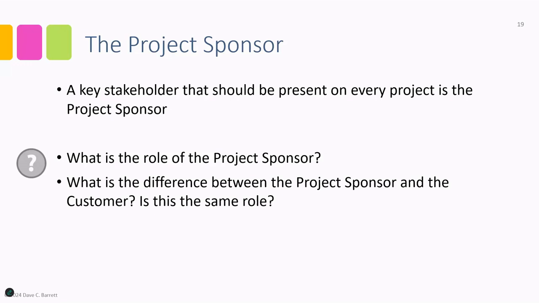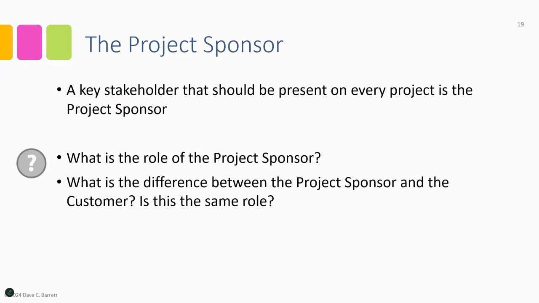Now, sometimes there's projects where there is a project sponsor and other projects where there is a customer. And is this the same role? And the answer is it really depends. For some projects, oftentimes the project sponsor is a person who is internal in the same organization as the project and is the one providing the funding, and the customers are really the end recipients of the output that will occur. But the project sponsor is the one that is setting that direction, providing the funding.